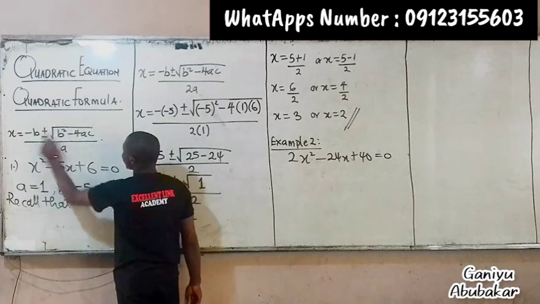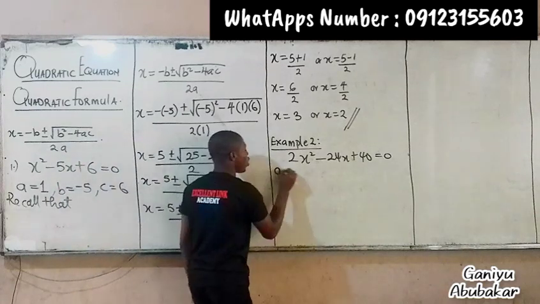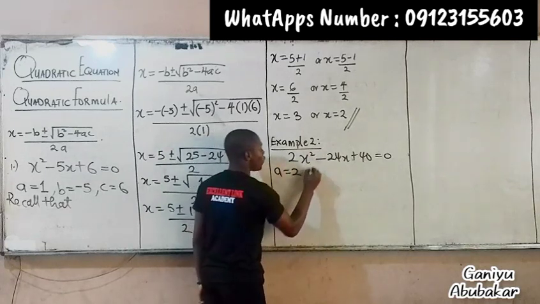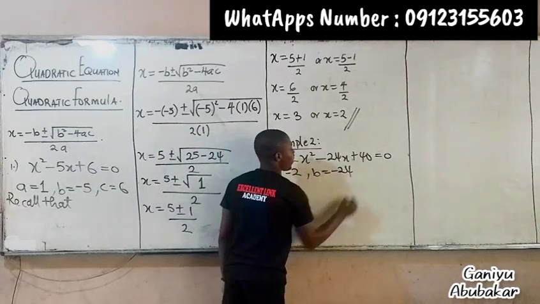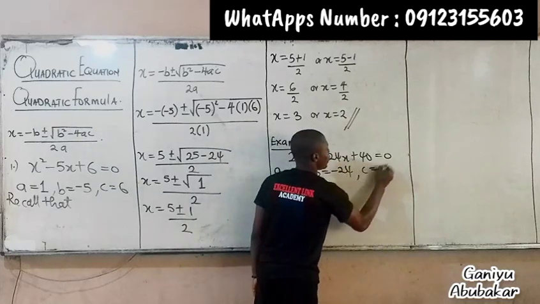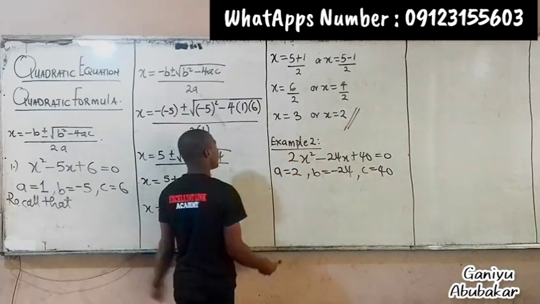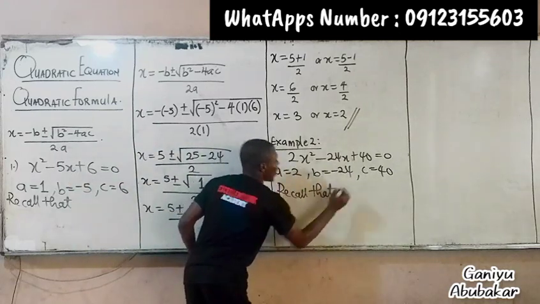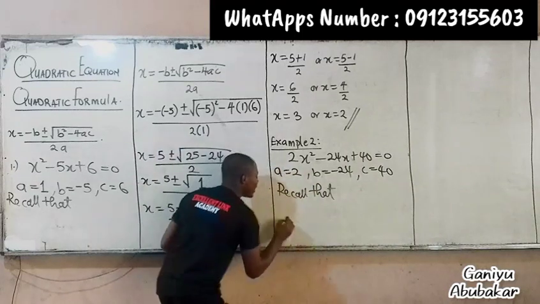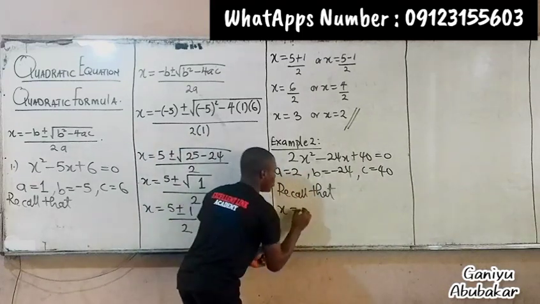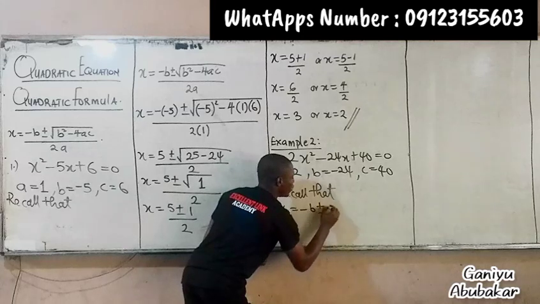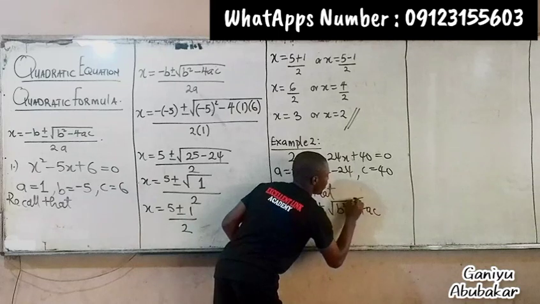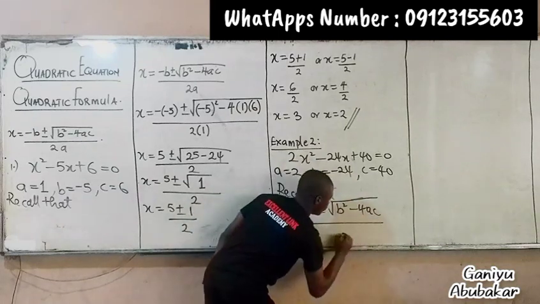Of course, my A here becomes 2, since A is the coefficient of x squared. B is minus 54, and C is equal to 40 at this point. Next up, recall the formula. Recall that we said x is equal to minus b plus or minus root b squared minus 4ac, all over 2a.